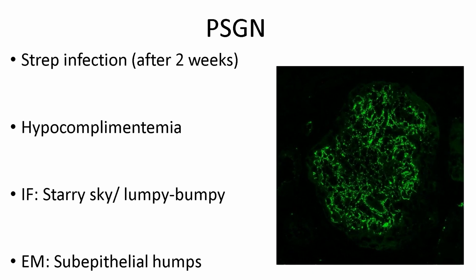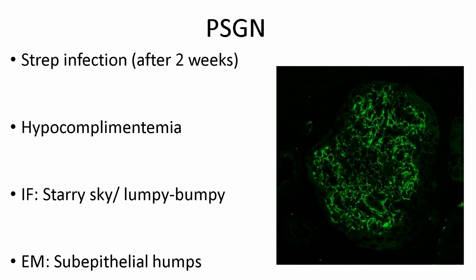Let's move on to the PSGN, post-streptococcal glomerulonephritis. So, if the question stem mentions any evidence of a streptococcal infection, maybe impetigo, maybe pharyngitis, whatever, and then 2 weeks later, hematuria, you're dealing with PSGN. Done, okay? Streptococcal infection, 2 weeks later, hematuria, then it is PSGN.